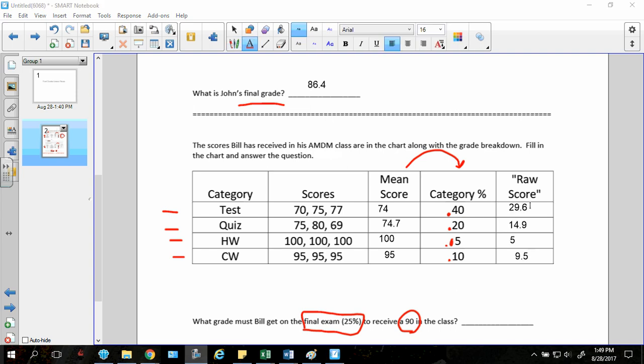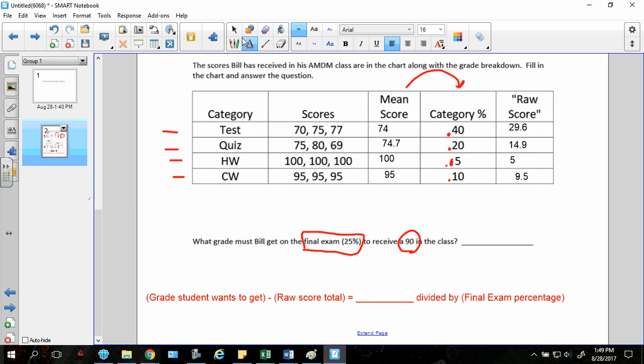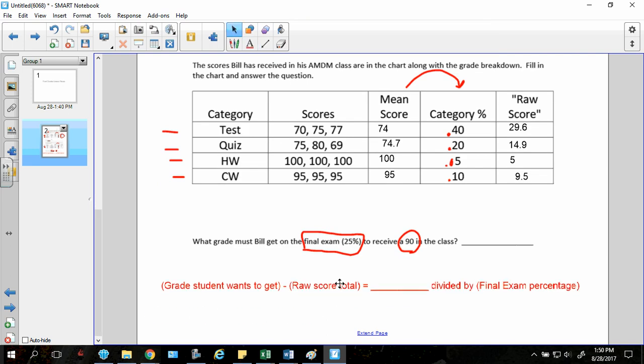All right, so all of our raw scores are this. Now remember, the question is, what must Bill get on his final exam? So we haven't gotten his final grade yet. We've got to figure out what he must do in order to get a 90. Now, I wrote this down during class, or I gave it to you. Hopefully you got it. The grade the student wants to get. Well, he wants to get a 90. So 90 would be here.